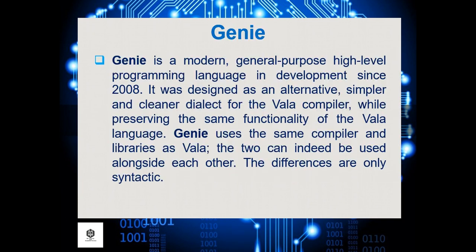Genie. Genie is a modern general-purpose high-level programming language in development since 2008. It was designed as an alternative, simpler, and cleaner dialect for the Vala compiler, while preserving the same functionality of the Vala language. Genie uses the same compiler and libraries as Vala. The two can indeed be used alongside each other. The differences are only syntactic.